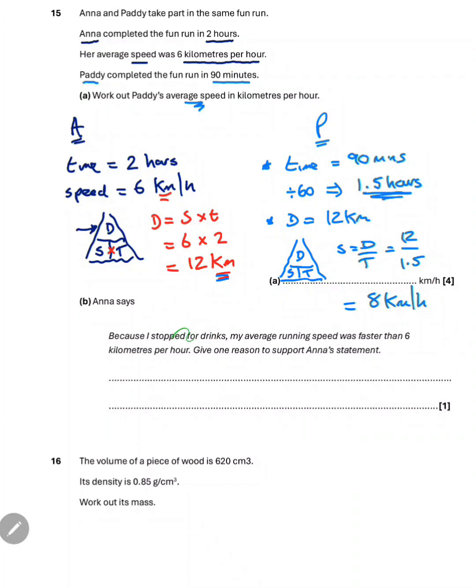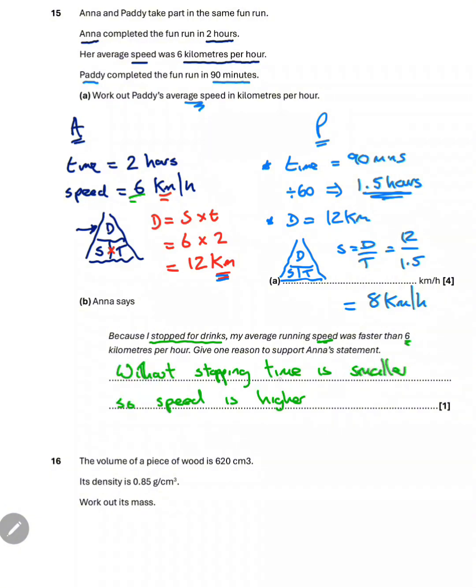Part B, my mate Anna is saying that she stopped for drinks, so her average speed is actually more than the 6 that is quoted above, and we need to say why she is right. So one of the rare occasions when someone's actually right here. If she's stopping for drinks, then the time keeps ticking while she's stopped, and the speed is using all of that time to calculate the speed. So what we can say is something like that. Without stopping, the time would be smaller, so the speed is bigger. If speed is distance divided by time, if your time gets smaller because we don't include the stops, then the speed goes up.